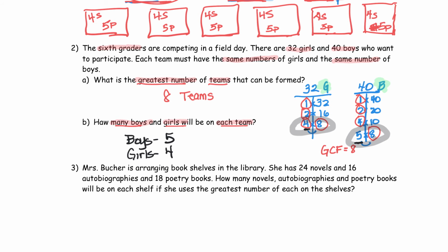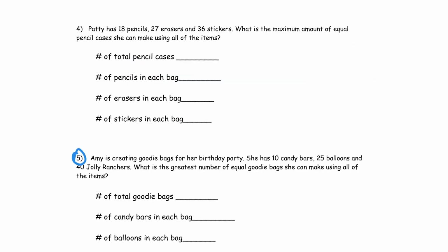Let's save number 3 for another day, and let's go on to the next page and look at number 4, because you're going to be completing for homework numbers 5 and 6 on your own. I will tell you that number 4 you will definitely see at our end of unit assessment. So it says, Patty has 18 pencils, 27 erasers, and 36 stickers. What is the maximum amount, greatest amount, of equal pencil cases she can make using all of the items?